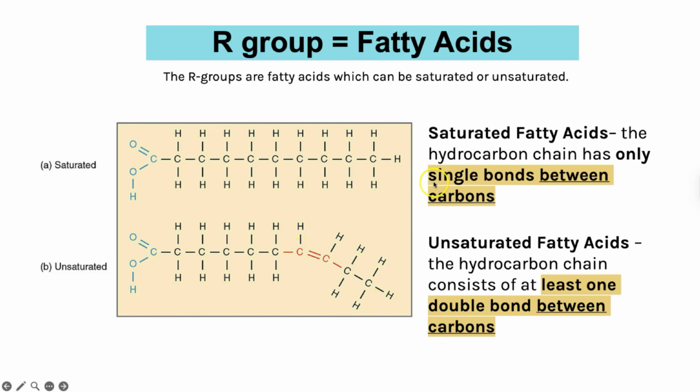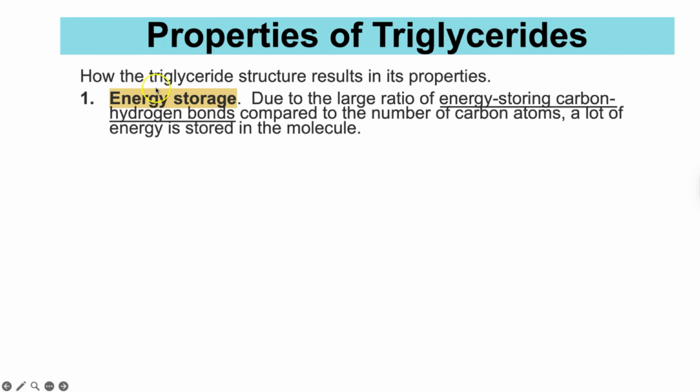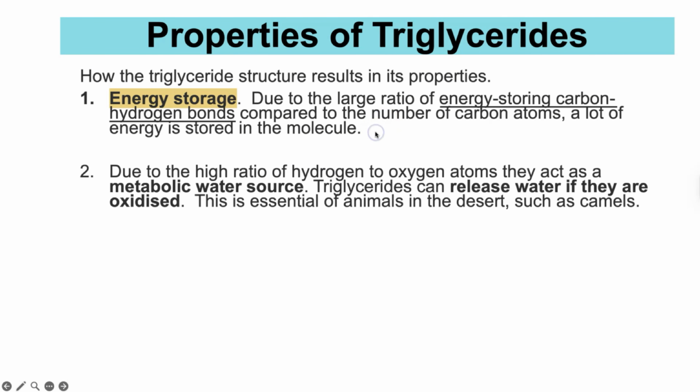But for biology, the definition is the parts highlighted in yellow. So you need to know the properties of these different lipids. Triglycerides are an energy storage molecule. The way the structure links to the function is that there's a large ratio of these energy storing carbon to hydrogen bonds compared to the number of carbon atoms present. And that, in terms of the chemistry behind this, provides a lot of energy storage. You don't need to know the ins and outs of why, you just need to know that's the fact.